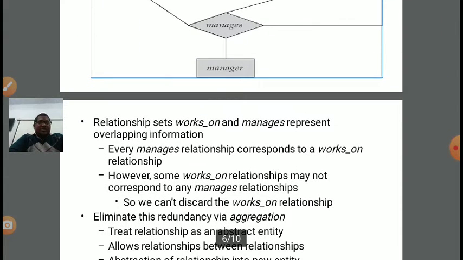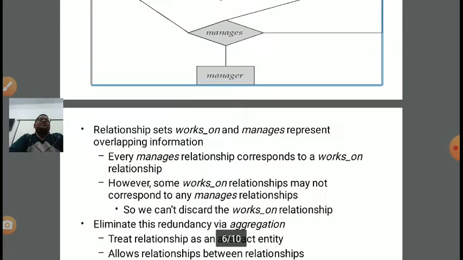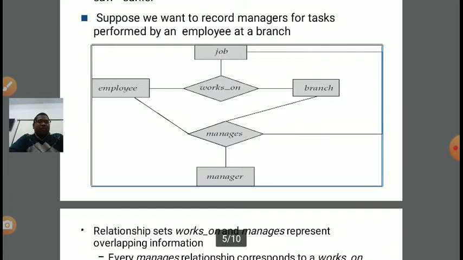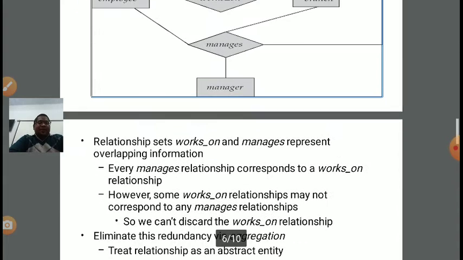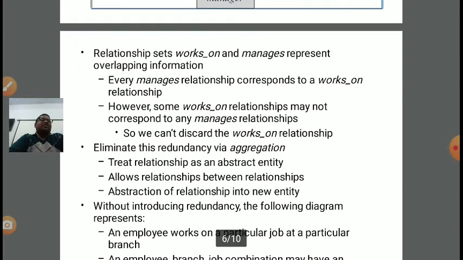So here, relationship sets works on and manages represent overlapping information. Every manages relationship corresponds to a works on relationship, correct? However, some works on relationships may not correspond to any manages relationship. So we can't discard the works on relationship. Works on is more important than manages. Why? Because some works on relationships may not correspond to any manages relationship, so we cannot discard it.